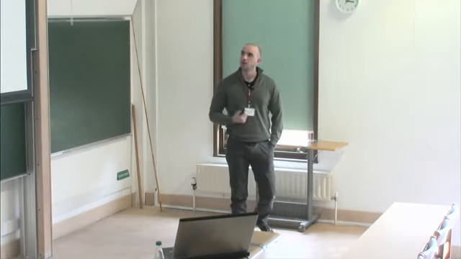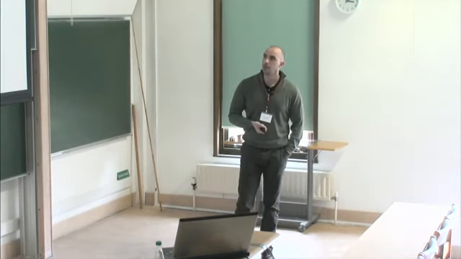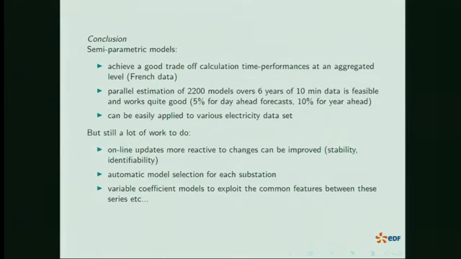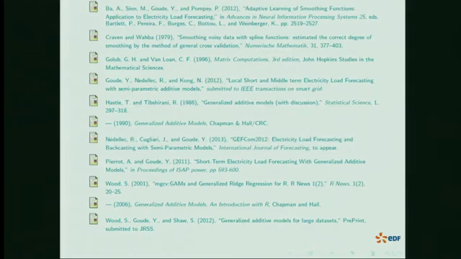But I think we could improve in different ways: online updates to be more reactive to changes, and also improving the stability and maybe the identifiability of the estimators in that field. We also work on automatic model selection with GAM models, I mean, just selecting some covariates or not in that kind of equations. And also variable coefficient models to exploit the common features between different time series. So thanks. And here are a few papers about that.